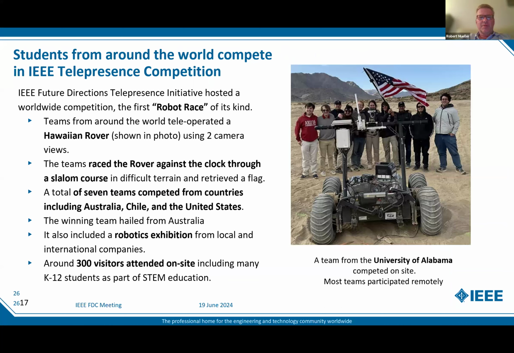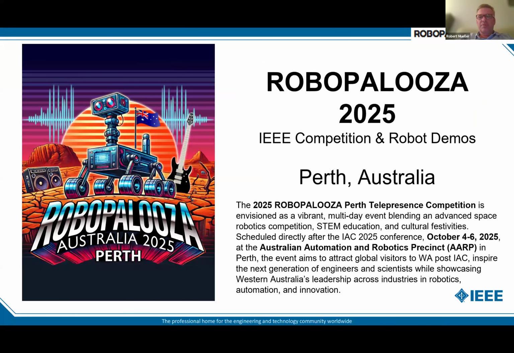We had this robot race. We had 7 teams from Australia, Chile, the United States. The winning team came from Australia, and we had local robotics companies from the Los Angeles area that came up and showed their robots, and we had National Public Radio there. About 300 visitors attended, a lot of students. So it was very, very good, but we can do better. And so this year we've got an amazing competition lined up. It's going to be in Perth, Australia, and there's our logo on the left.